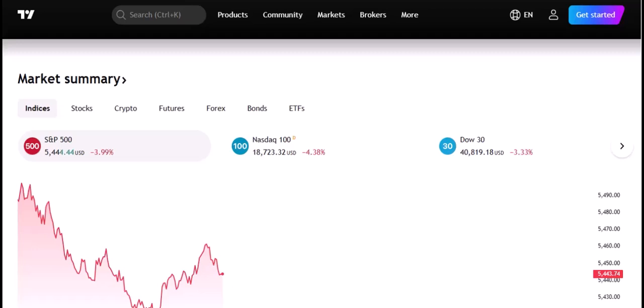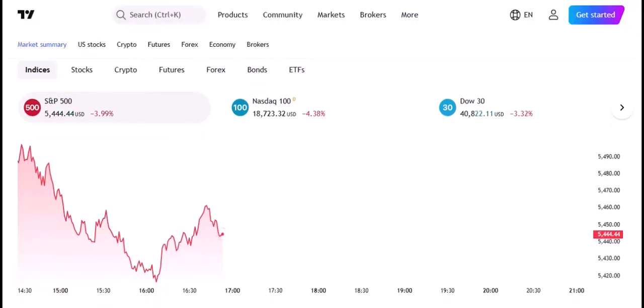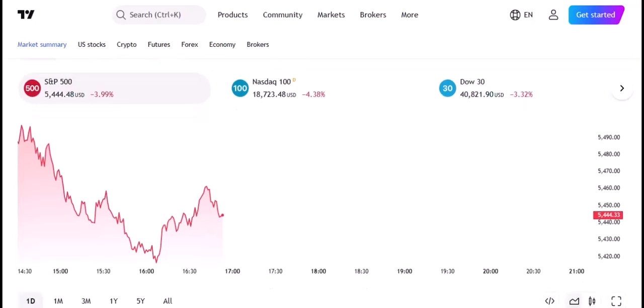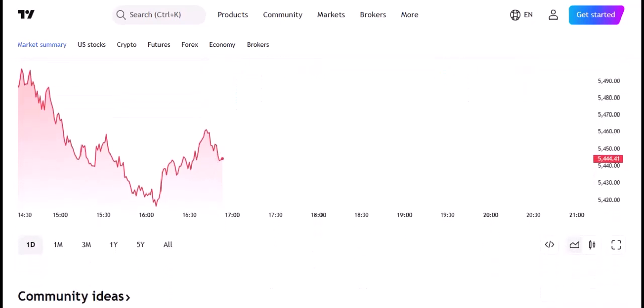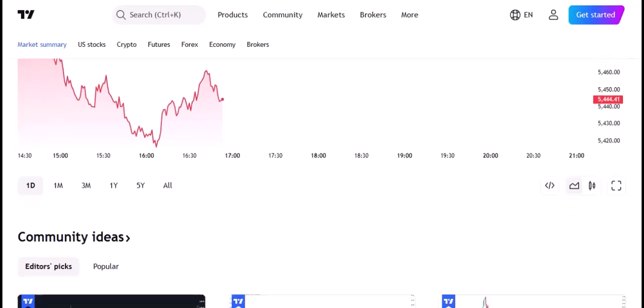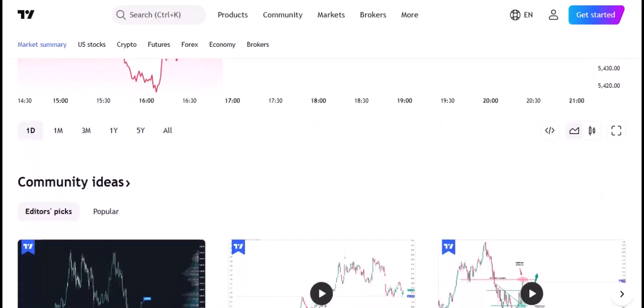Customization is another key area. Imagine a platform where you can build your own indicators from scratch, where you can design your own interface, and where you can seamlessly integrate third-party tools. Some platforms prioritize this level of flexibility, empowering you to create a truly personalized trading environment.